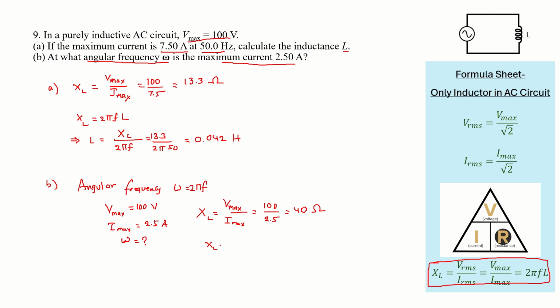Now we can calculate the omega here. So we know XL equal to 2 pi f L. This is the formula. We can write in terms of omega, that is equal to omega L. So we have to find the omega. Omega equal to XL divided by L. So XL value is 40. We know for a given inductor the inductance is fixed. L value is the fixed one, which we got as 0.042, so omega is around 952.4. Omega angular frequency, the units are radian per second.